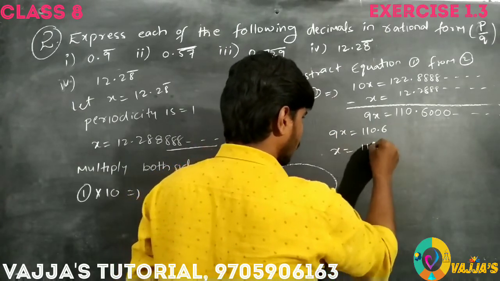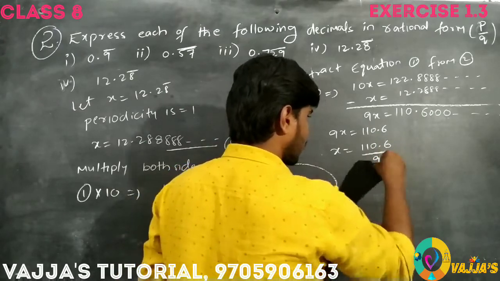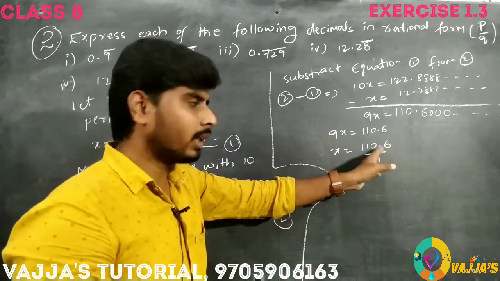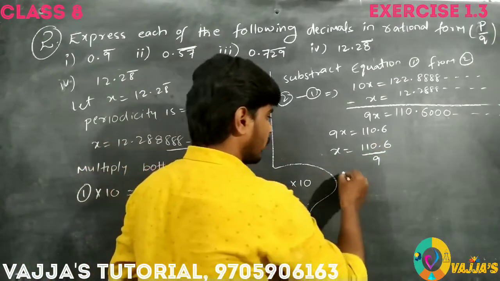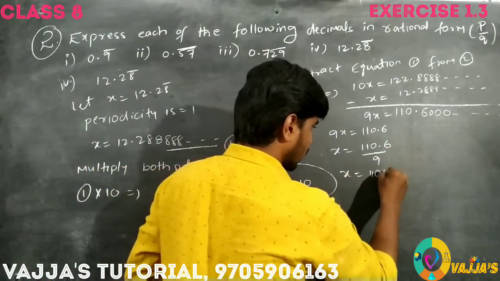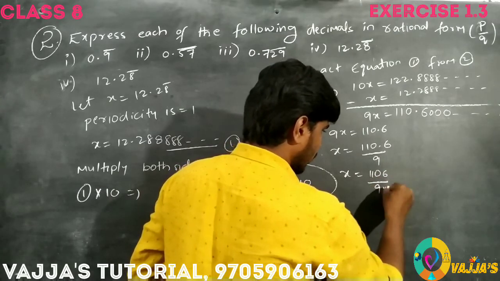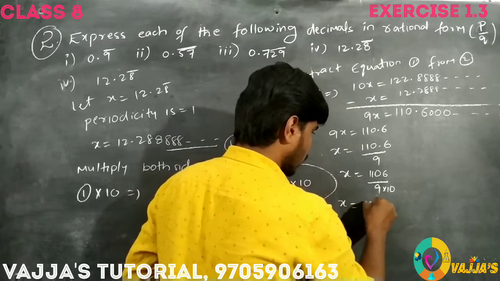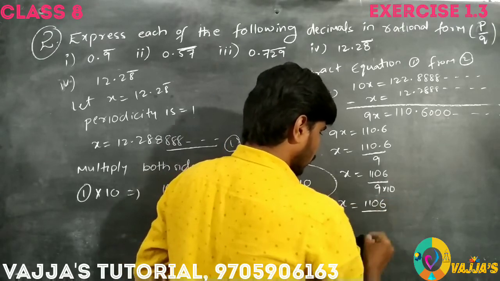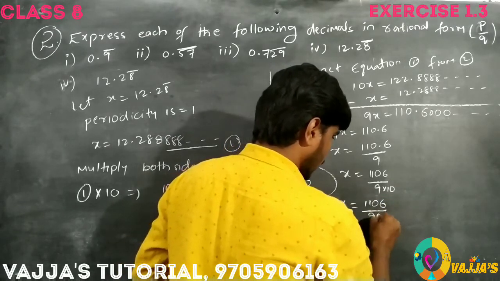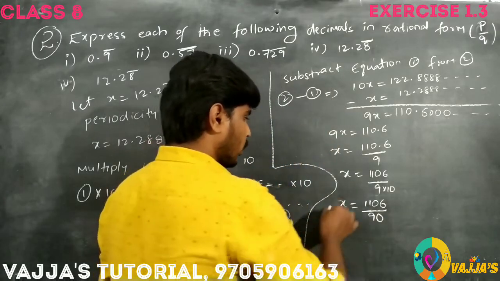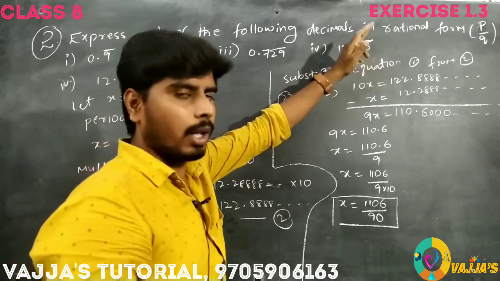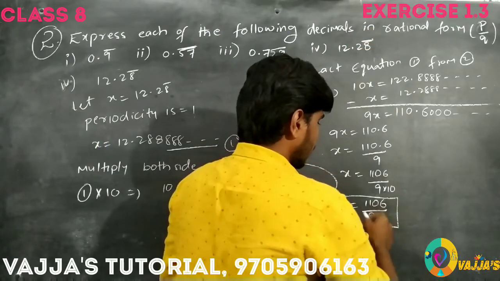x is equal to 110.6 by 9. Okay, so I am going to remove this decimal point here, that is why I am going to take 10 in the denominator. Okay, so it becomes x is equal to 1106 by 90. Okay, this is the p by q form of 12.28 bar. Now we can simplify this.